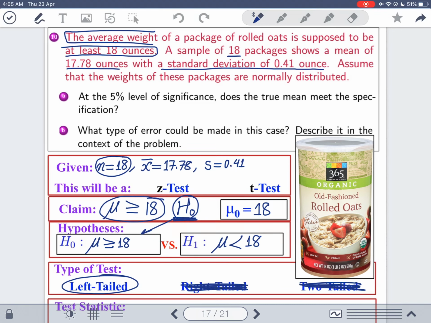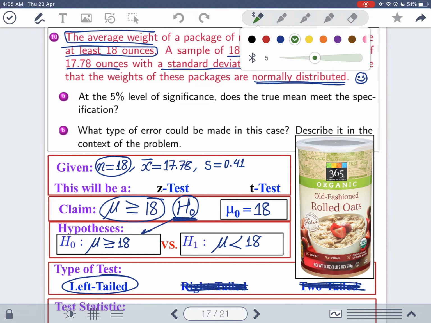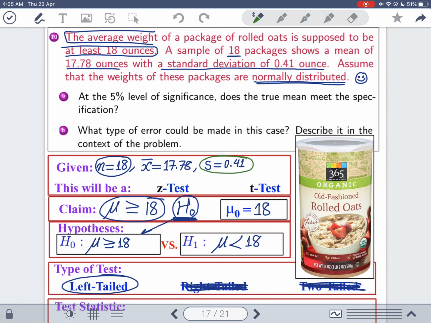So we must read somewhere that it's normally distributed, as you can see here. Assume that the weights of these packages are normally distributed. Nice. You can put a happy face because you expected it and it was there, that normal distribution. And in this case, of course, sigma is unknown because we have the sample standard deviation and the sample size is smaller than 30 and we have a normal distribution, so we use a t-test.